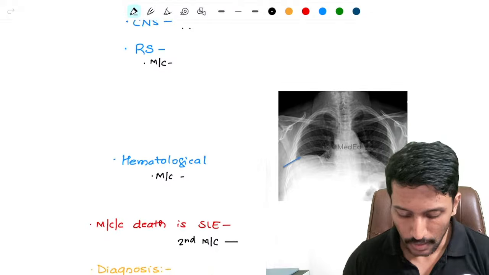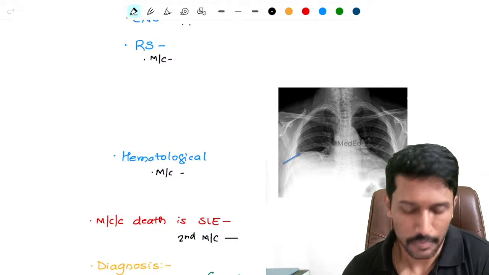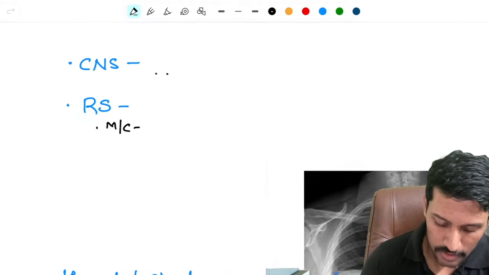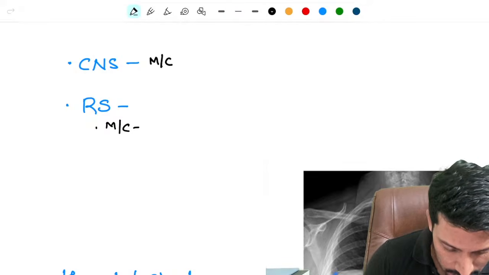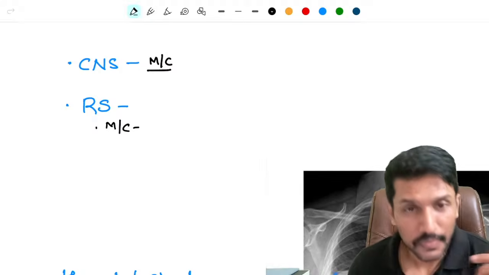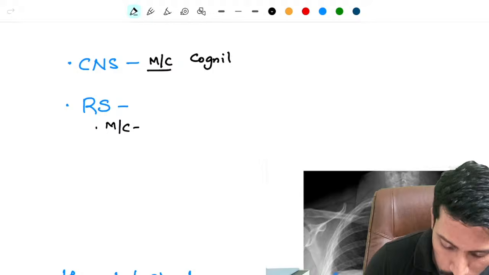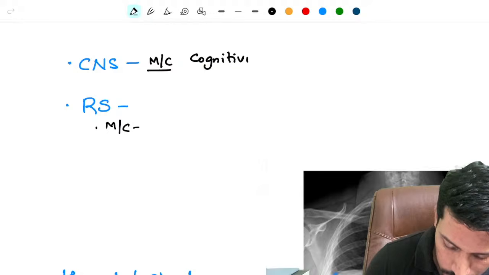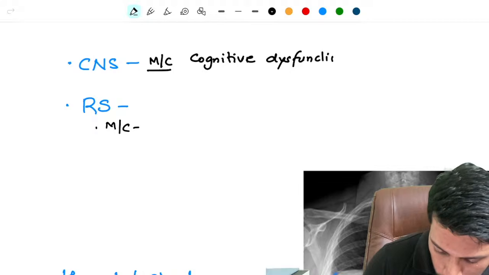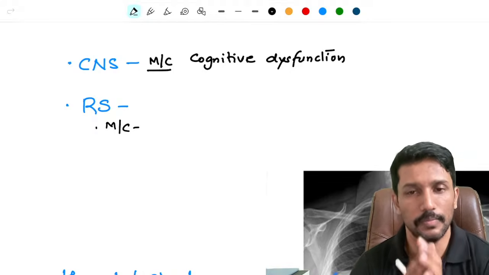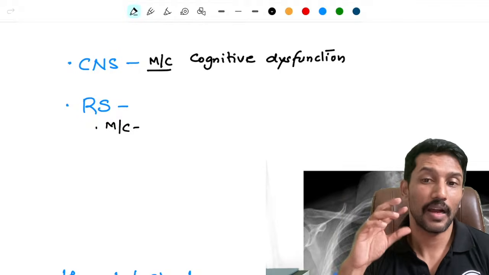Okay. Now coming to the other organ involvement, it also affects the central nervous system. So what CNS manifestations can we expect in SLE patients? The most common CNS manifestation in an SLE patient is going to be cognitive dysfunction. What do I mean by cognitive dysfunction? Cognitive dysfunction refers to a decline in higher mental functions.